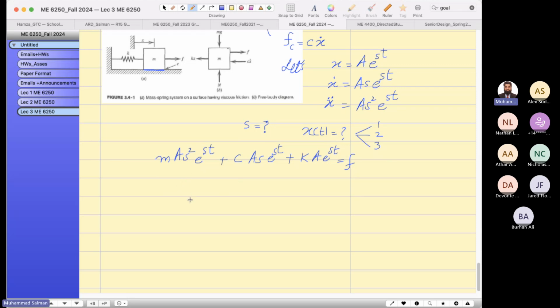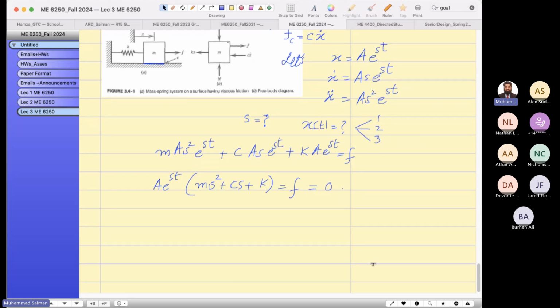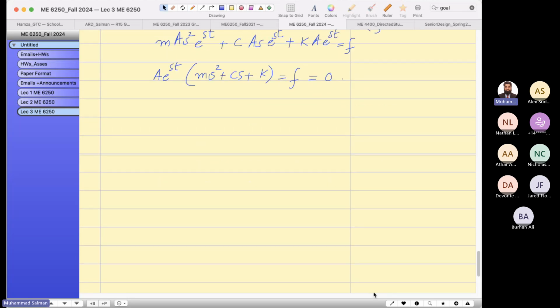So let's take this one, it's common. So A e to the st, take it outside the parentheses. So ms square plus cs plus k equals f. Let's assume there is zero input force, just like initial conditions. So what happens is that there are two factors here.